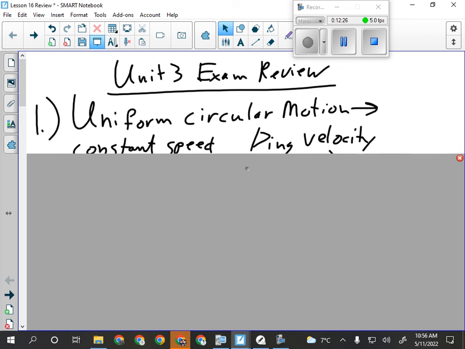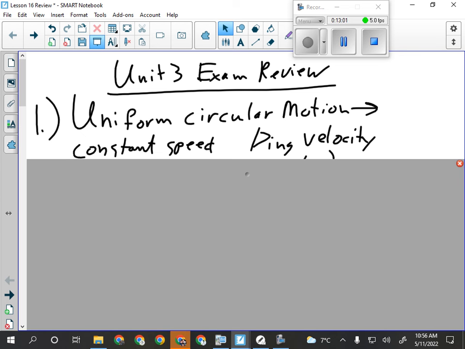Okay, so the first thing we went over in this unit was uniform circular motion, specifically the principles of uniform circular motion. How does circular motion happen? What are the conditions that are necessary for it to occur and continue? We need to understand that circular motion is the result of an object traveling at a constant speed, but constantly accelerating towards the center of a circle. So that was kind of the big thing.